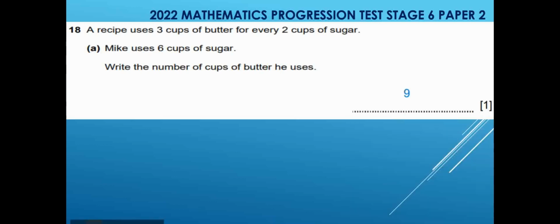So it's 9. How does it work? Butter to sugar is 3 to 2. Now 6 cups of sugar, so 6 means 2 times 3, so this must be times 3. 3 times 3 is 9. That's how we got 9. Next number.